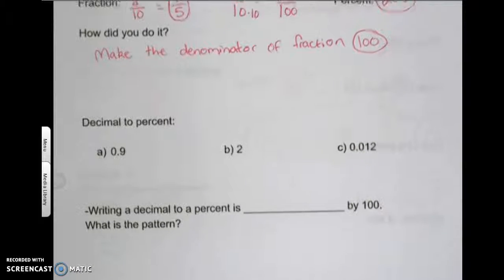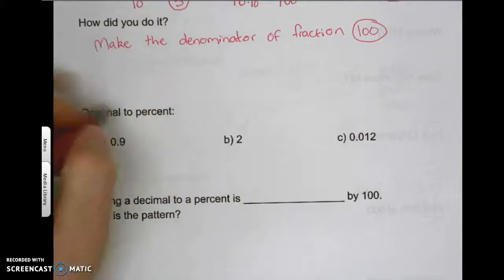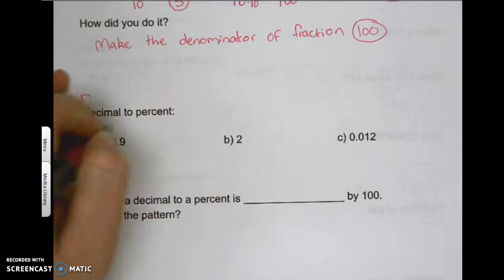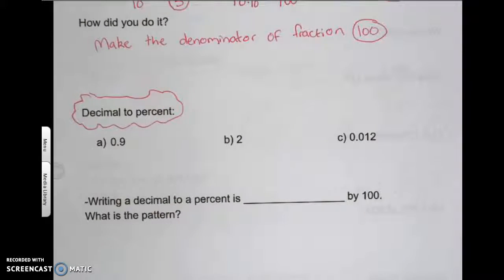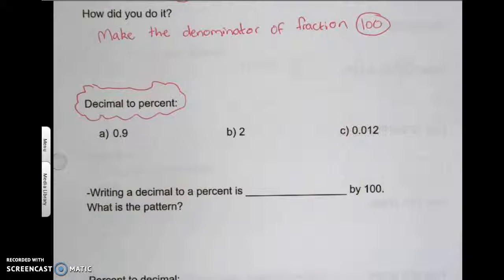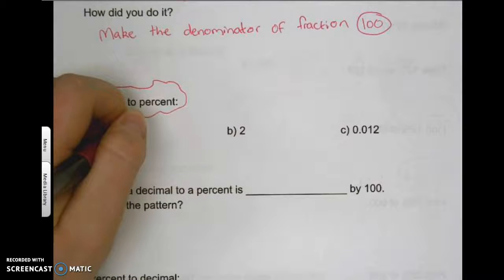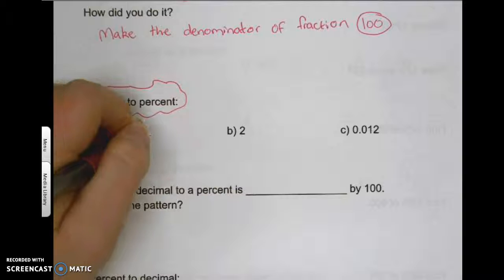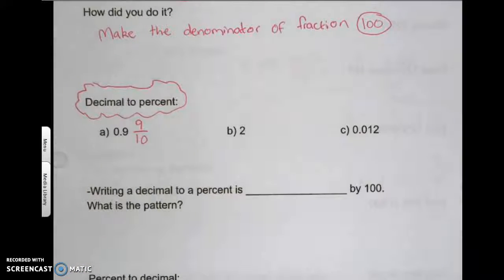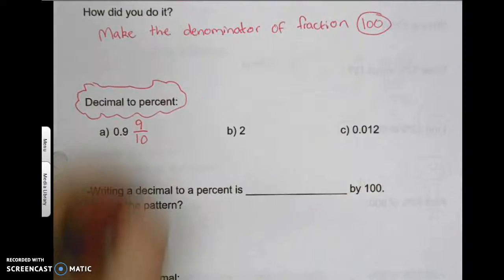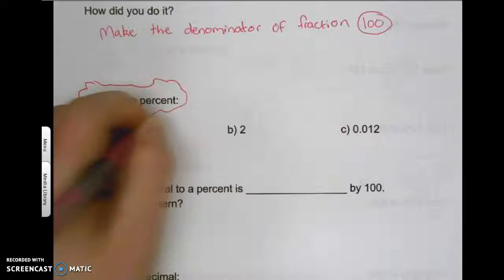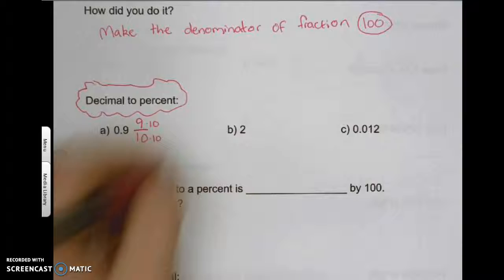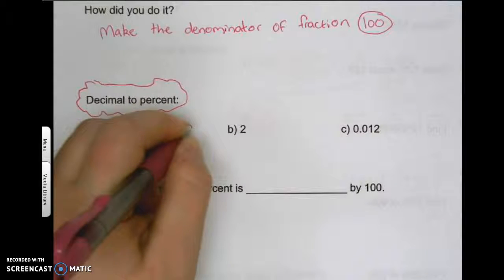If I have going from decimal to percent, and we're going to make note of this, this is super important, we're going from decimal to percent. 0.9 is the same thing as 9/10. So now if I want to make that denominator 100, I'm going to multiply by 10, multiply by 10, and that's going to give me 90%.